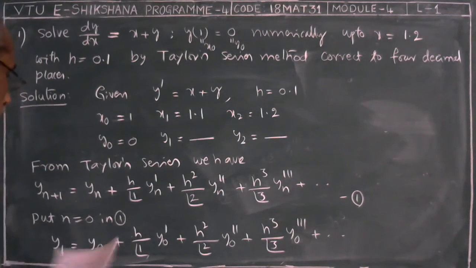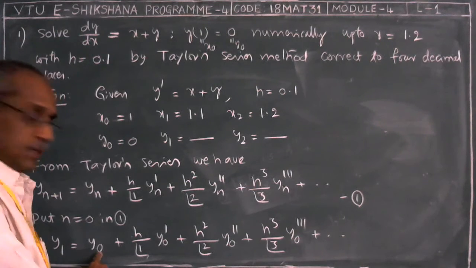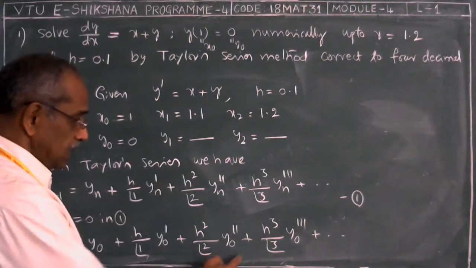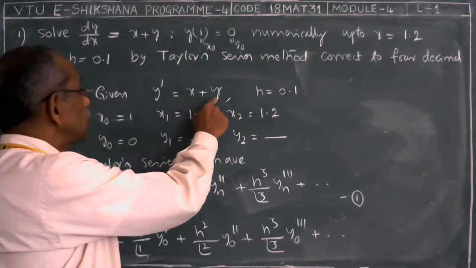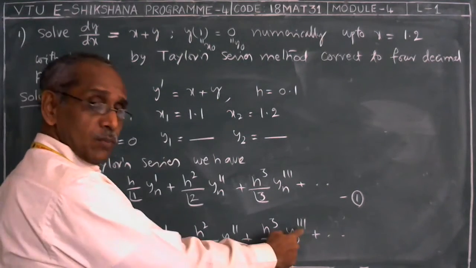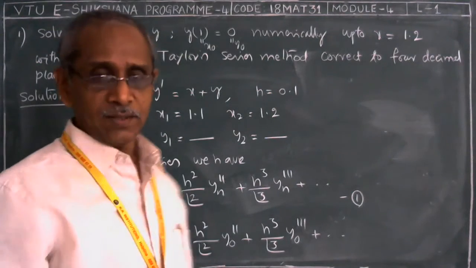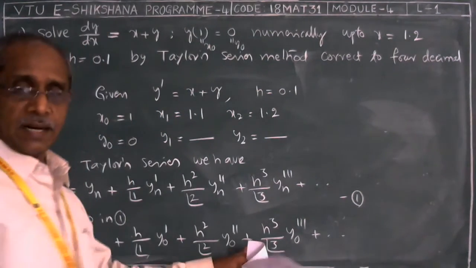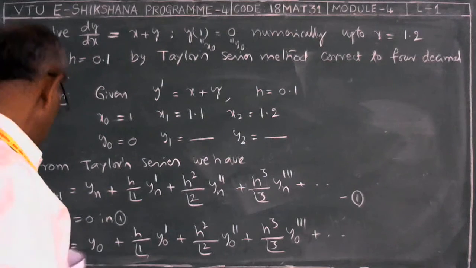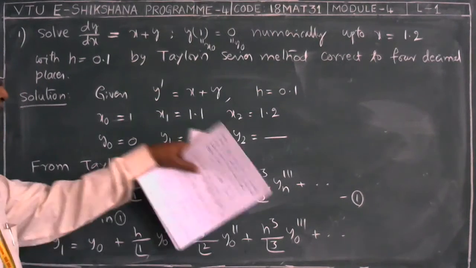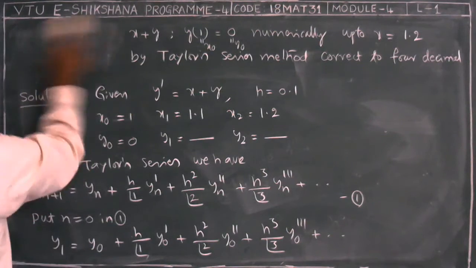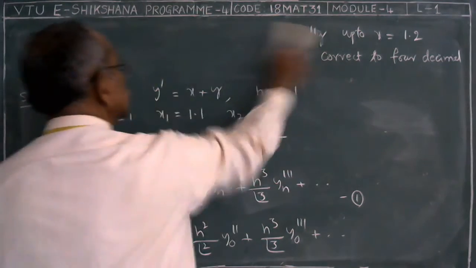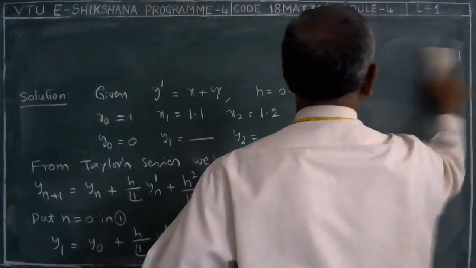Now I need to substitute. y0 is given, y0 dash I can easily obtain. I need to differentiate this expression for y dash twice, you get y double dash and y triple dash, and calculate at x is equal to x naught and substitute here, and using the calculator you compute, you get the value of y1 at x is equal to x1. So let me do this.